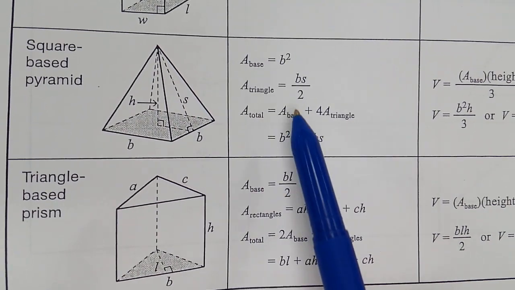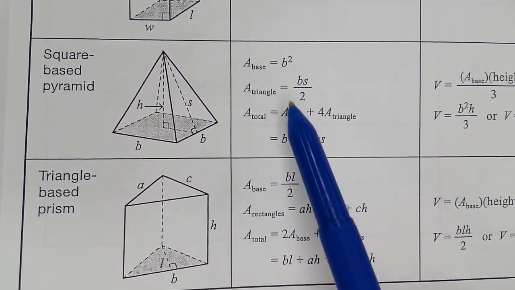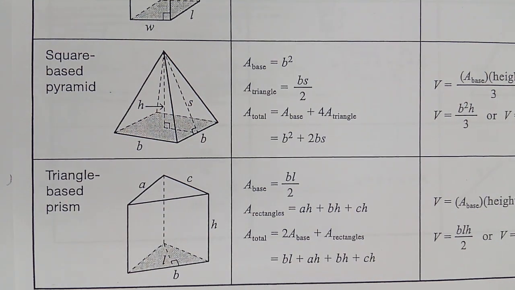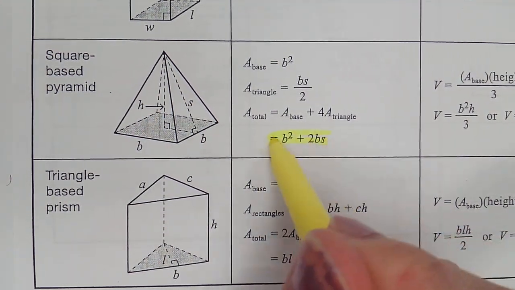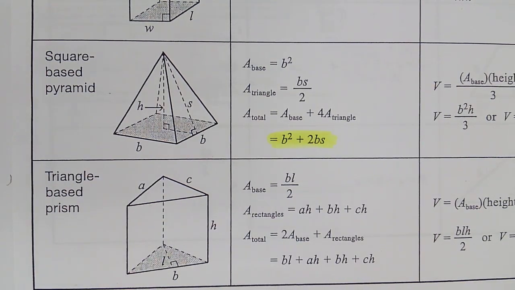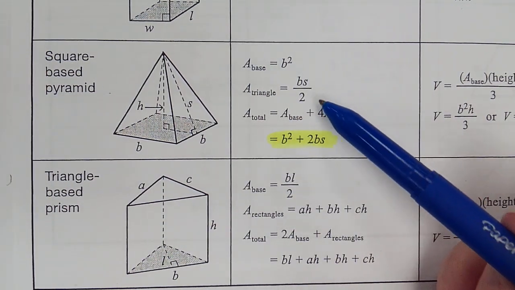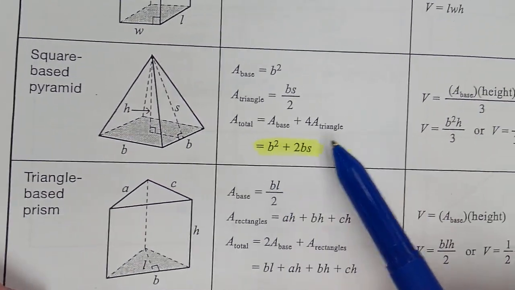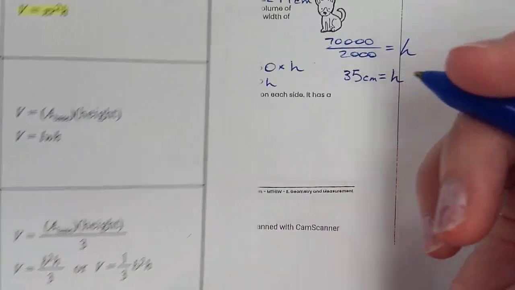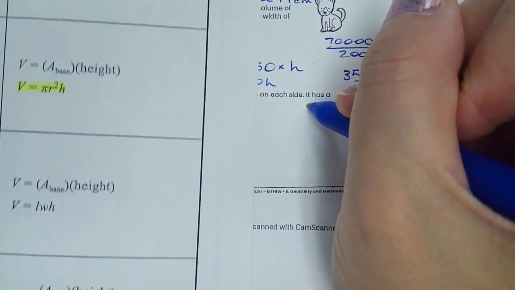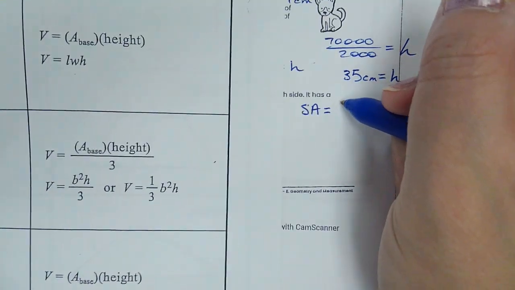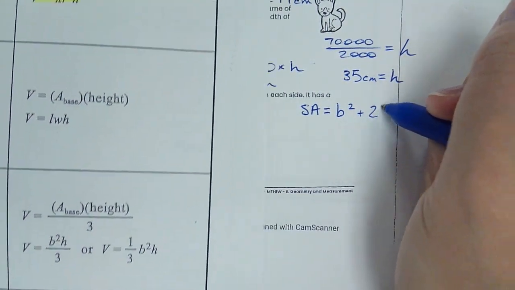I see 4 lines right here. What's my formula? It's the one on the bottom, the very last one. Perfect. These are just explaining to you how they came up with the formula. So again, just take the last of the formula. So I have surface area equals b squared plus 2bs.